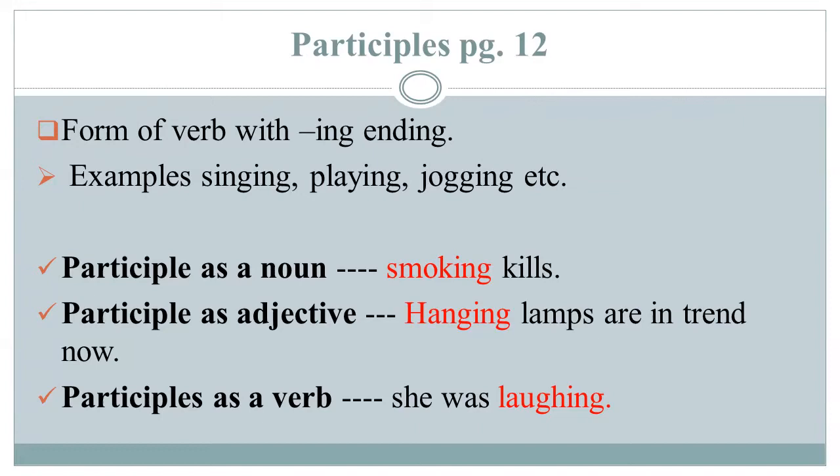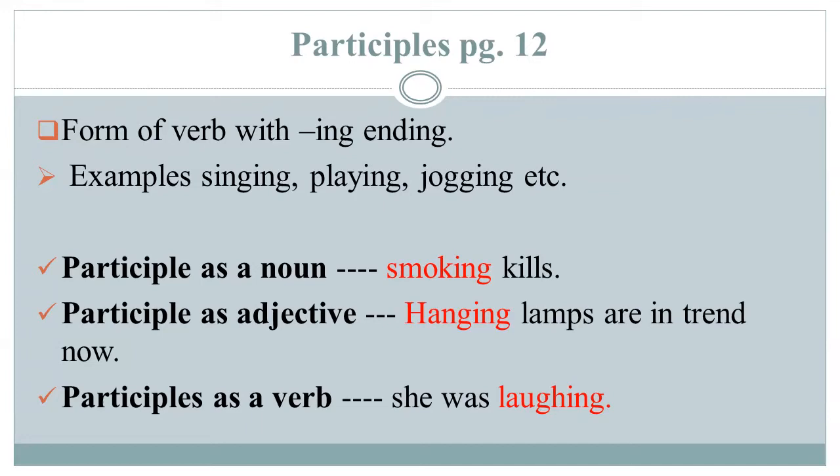Let us look at examples of how it works as a noun. Smoking kills. In this sentence, smoking kills, smoking is the noun that does the action. So smoking is a noun and it is a participle that is functioning as a noun. Participle as an adjective: hanging lamps are in trend now. As an adjective qualifies a noun, lamps is the noun and hanging is the adjective for it, its quality, that lamps are hanging from the roof.